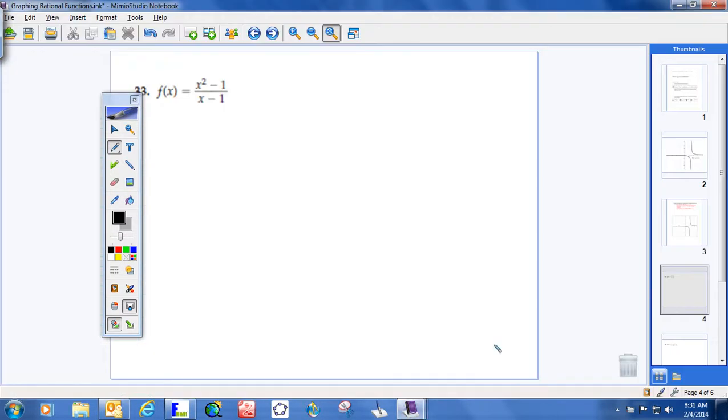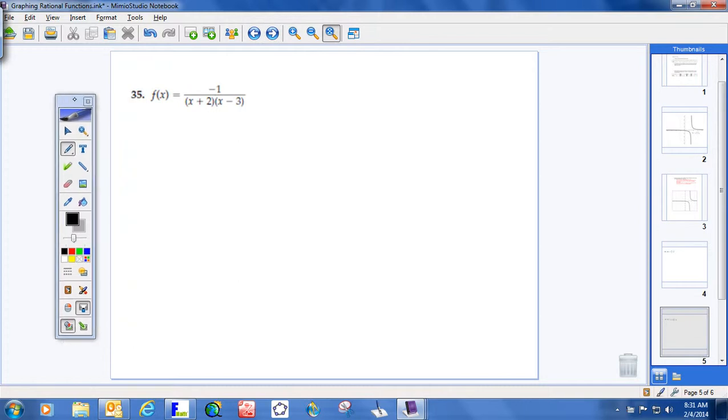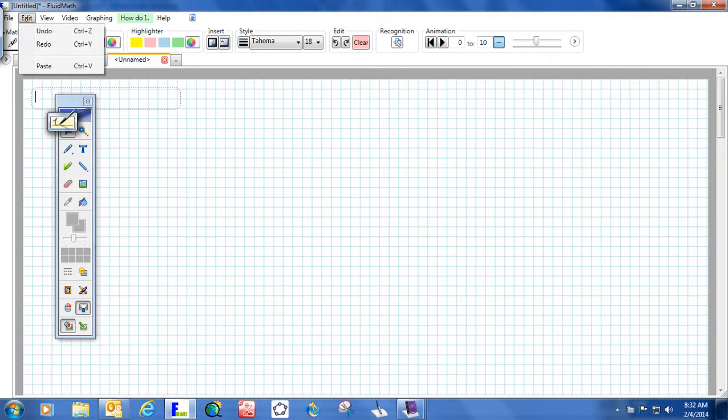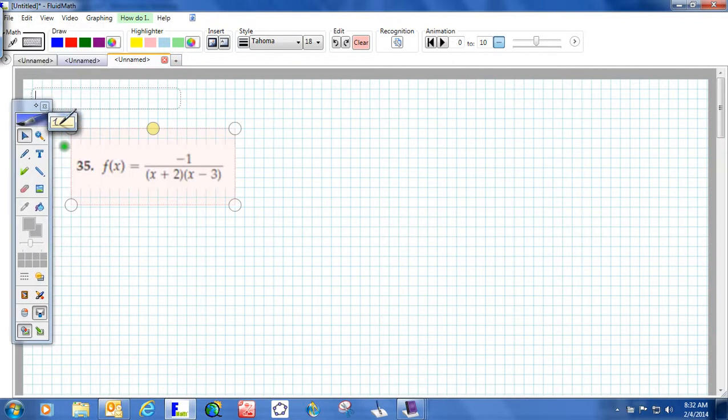So let's go to 35. See if we can do 35. Copy. Paste. Any factoring need to happen on 35? x squared minus 1 all divided by (x plus 2)(x minus 3).